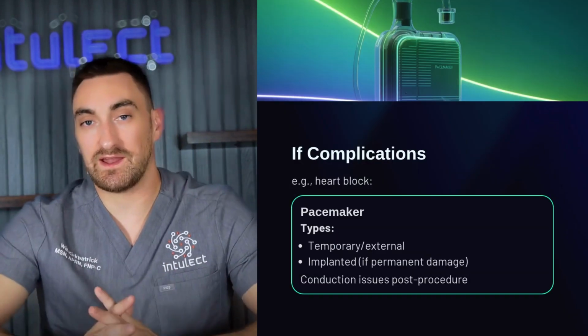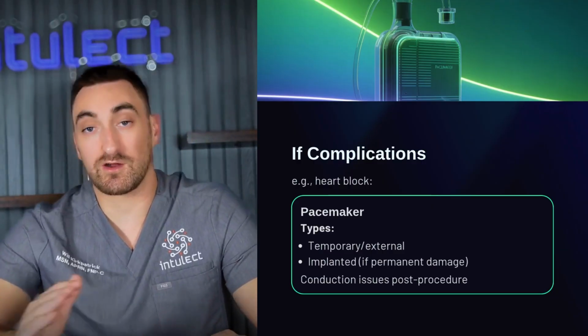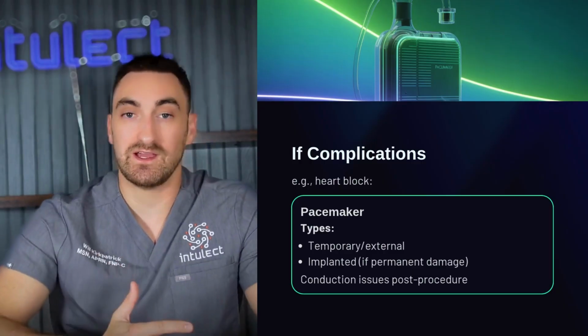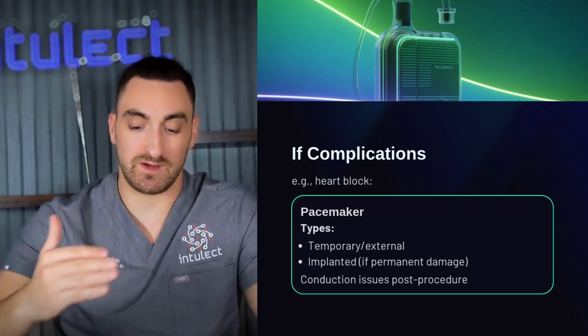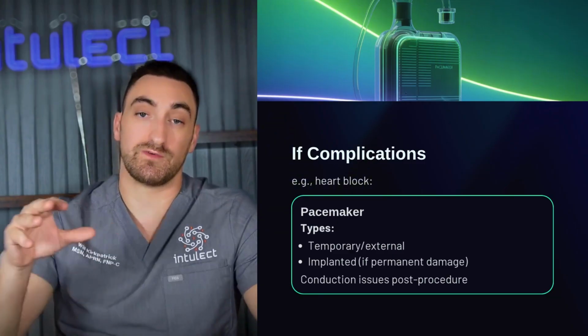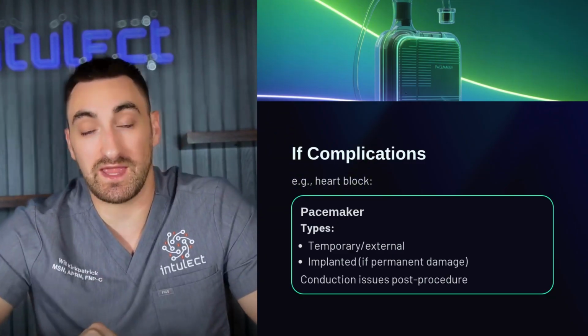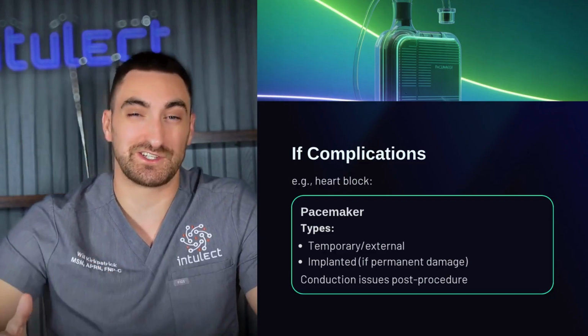Now, if it's really bad and there's a complication such as a heart block, then you might have the patient get a pacemaker, if it's temporary. If it's an external pacemaker, sometimes they'll come out of the cath lab with those, or sometimes it's implanted after some time, especially if the damage has already been done and there are conduction issues afterwards.